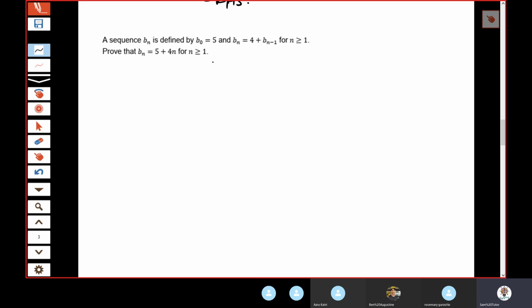So the first thing you've got to get clear is what you're trying to prove. Now, because there's two bn's in this case, a lot of students get confused and they think, oh, that's the one you're going to prove or whatever. Clearly, it says prove bn is this. So your main term that you're trying to work out is this one right here.